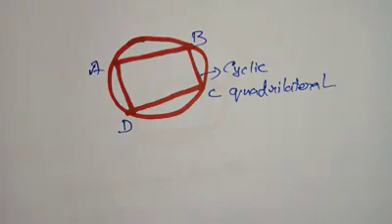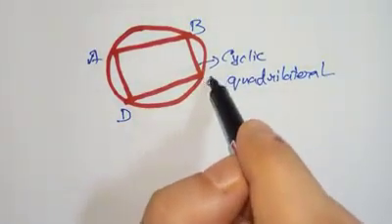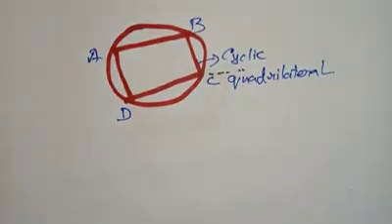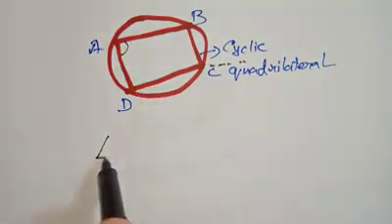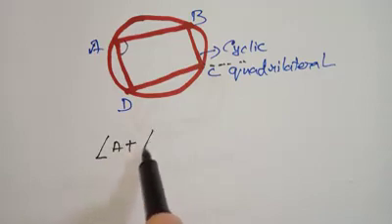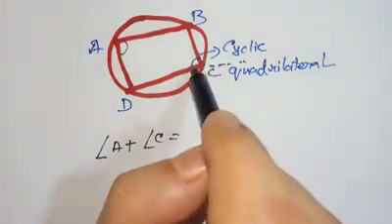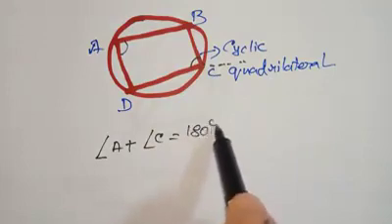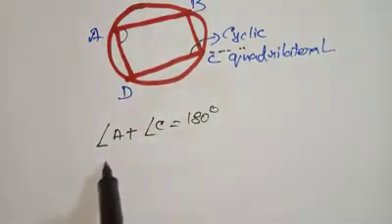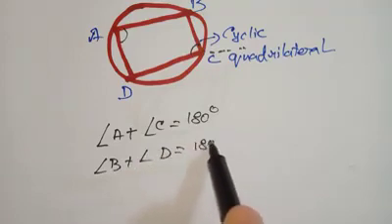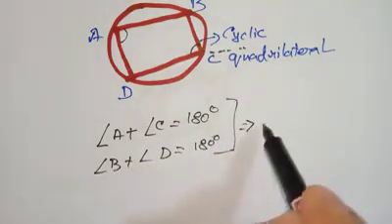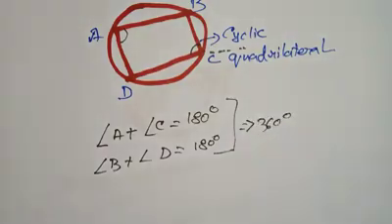right? Now the opposite angles always add up to 180 degrees. So any angle which is further extending, like if I extend this part further, what I can say is that angle A plus angle C equals 180 degrees, right? Opposite. Now angle B plus angle D will also be equal to 180 degrees because it will eventually sum up to 360 degrees, right?